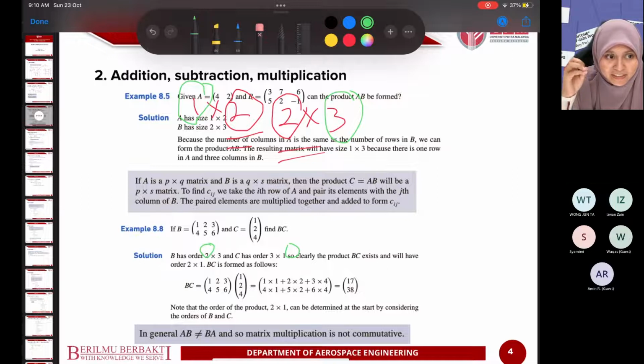From the size of the product that we expect, we can write BC like this. This is B, this is C. To calculate the answer, we know the product will be 2 times 1, like this one. We are going to calculate the first row first.